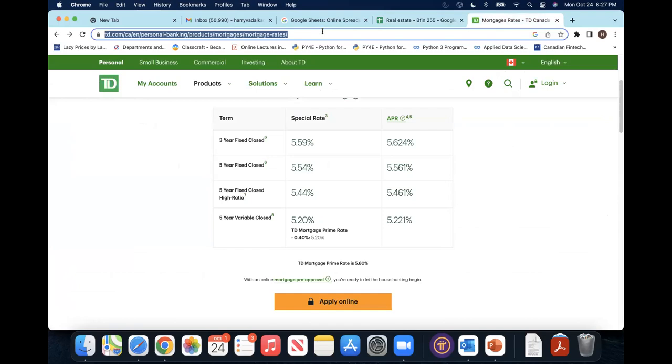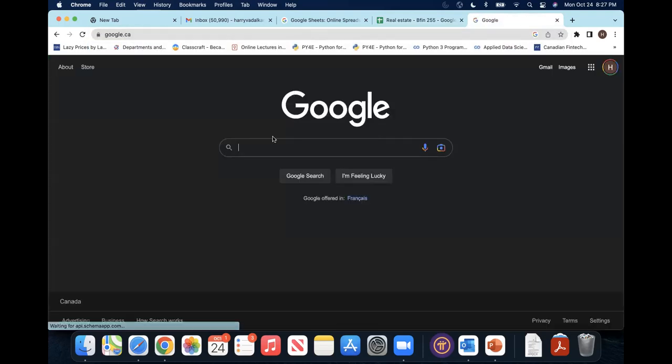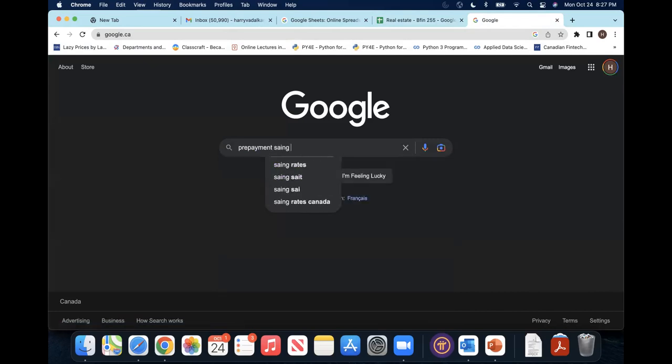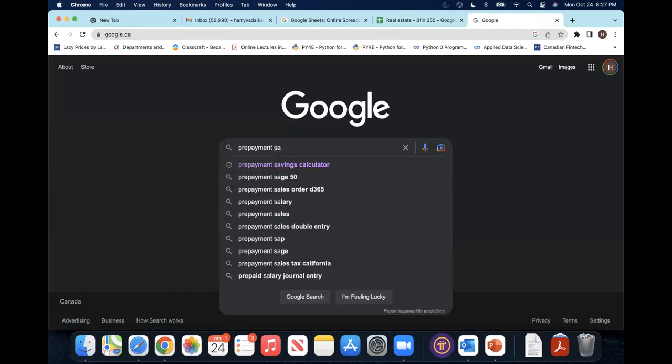So I'll show you how to do it. So there are prepayment savings calculators.